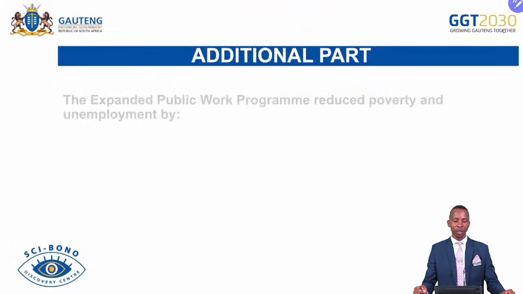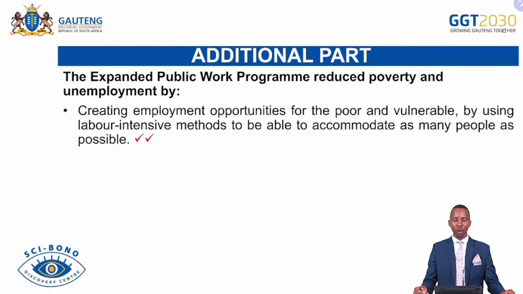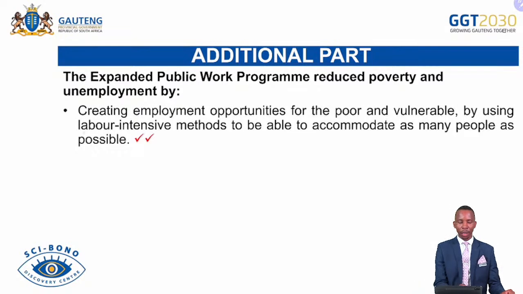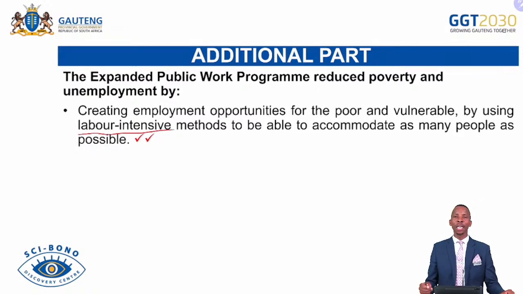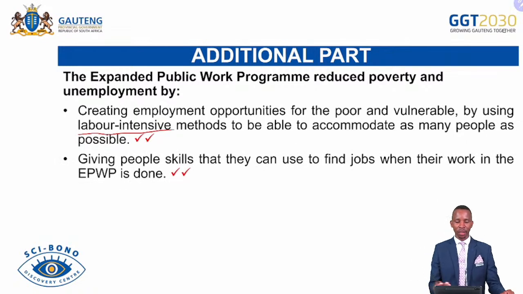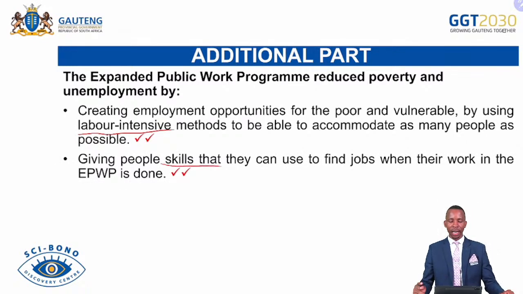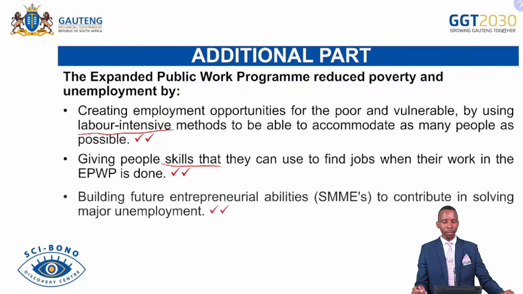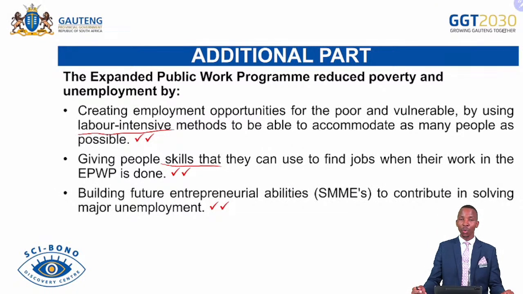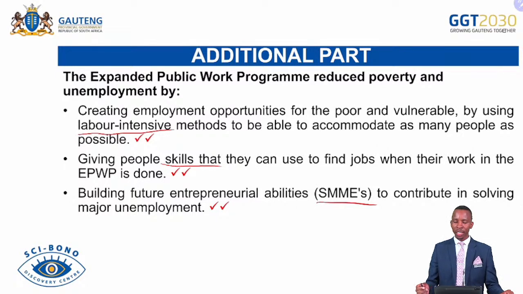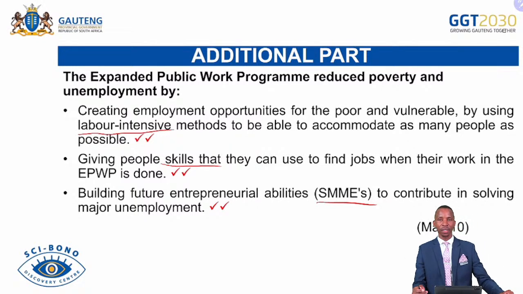We continue with the additional part of the essay. Creating employment opportunities for the poor and vulnerable by using labor-intensive methods to be able to accommodate as many people as possible. We remember that EPWP are labor-intensive. Giving people skills, one of those objectives. Giving people skills that they can use to find jobs when their work in the EPWP is done. Building future entrepreneurial abilities through SMMEs. We know that these EPWP projects are given to SMMEs the most to contribute to solving the major unemployment problem in the country. Maximum there was 10 marks.